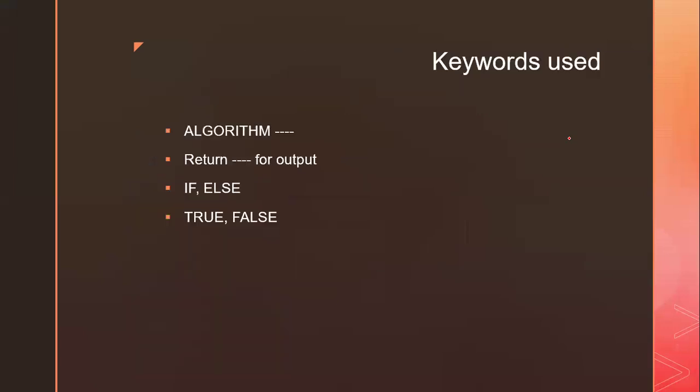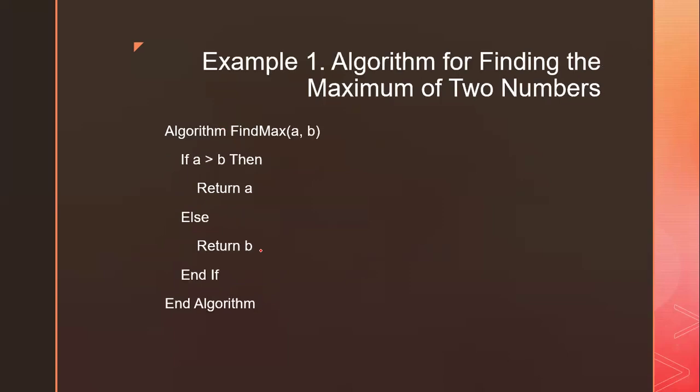So the keywords that are going to be used in algorithms are algorithm, right? We've got return, which basically tells us the output that we're going to have. If, else, for, conditional statements, and true, false to show what's happening within the system. These are the terminologies that we're going to use throughout this tutorial, so I suggest that you familiarize yourself with them.